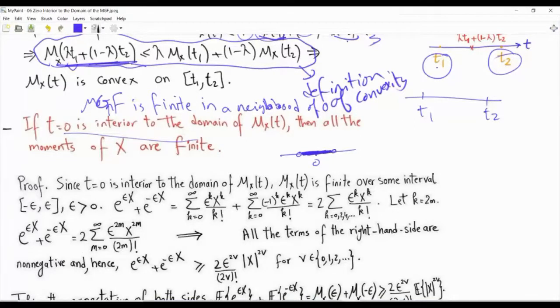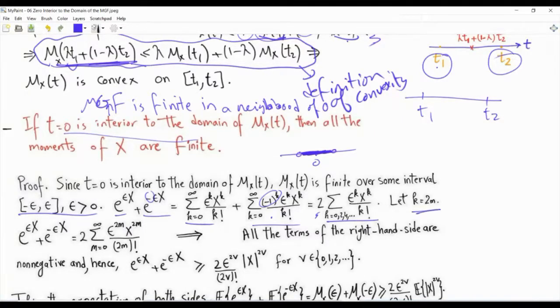So suppose that the moment generating function is finite on the interval from minus epsilon to epsilon, and epsilon is greater than 0. This is given. Now take e to the epsilon X plus e to the minus epsilon X. Then Taylor's expansion of the exponential is very important. Because of this minus sign, you will have minus 1 to the power k here, so the odd terms in this summation cancel, and you are left with double the even terms in the first sum.